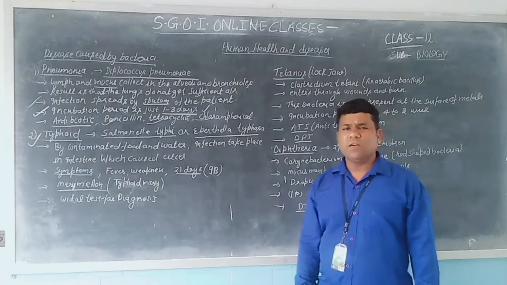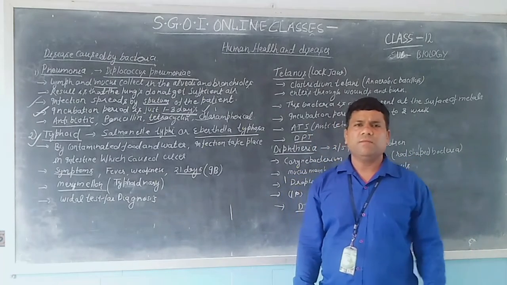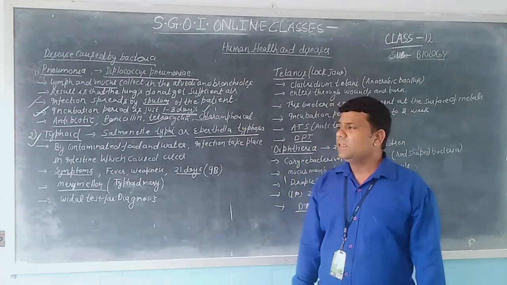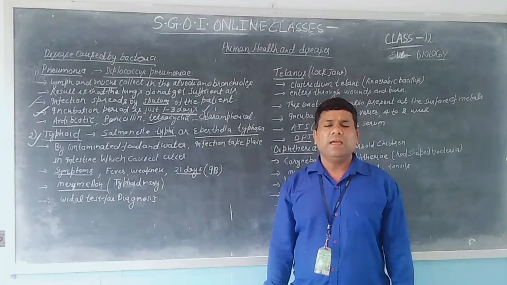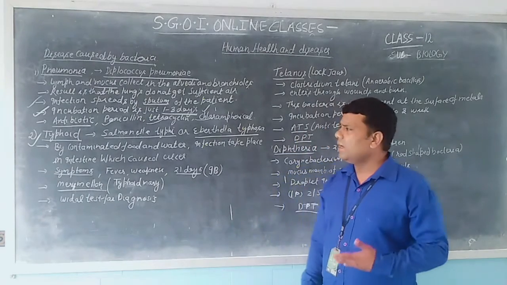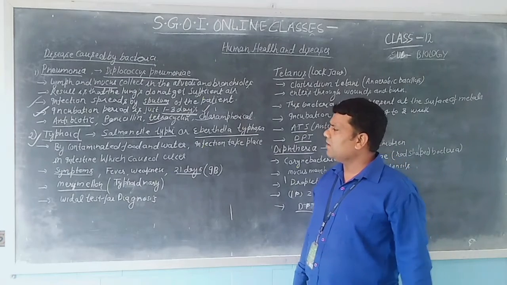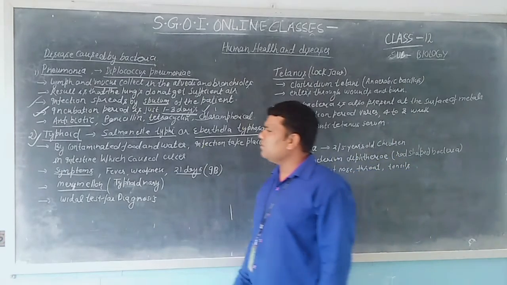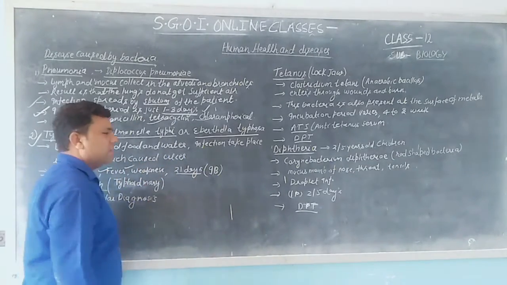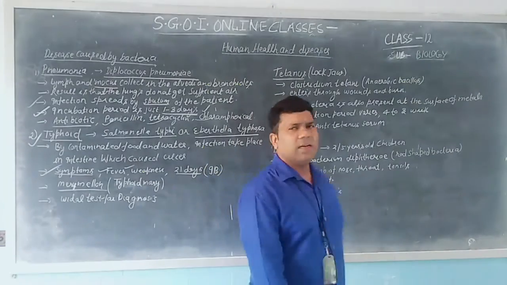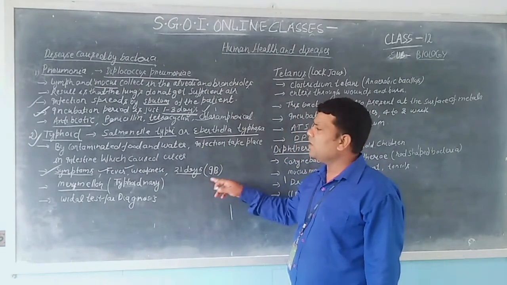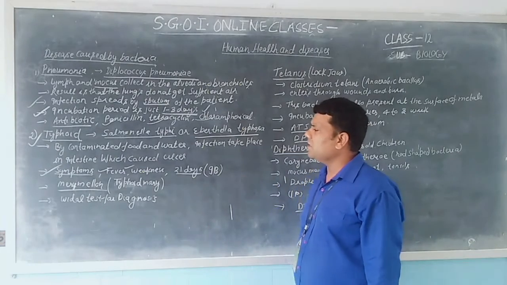When contaminated food and water reach the stomach and then the intestine, the intestine is infected and ulcers are created in it. Now, what are the major symptoms of typhoid? The symptoms are fever and weakness, and the incubation period of typhoid is 21 days.